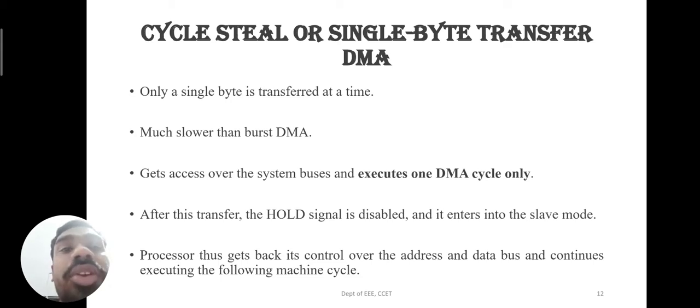As we have already observed, during the opcode fetch cycle, in the fourth T state or T4, the AD bus is free. Because the AD bus is free during that cycle, whichever data is required to be transferred into the microprocessor will be transferred during that fourth T state of the opcode fetch cycle. After the transfer, the hold signal is disabled and the MPU enters slave mode. Hence, the processor gets back its control after that data is sent through the AD bus during the fourth T state of the opcode fetch cycle.